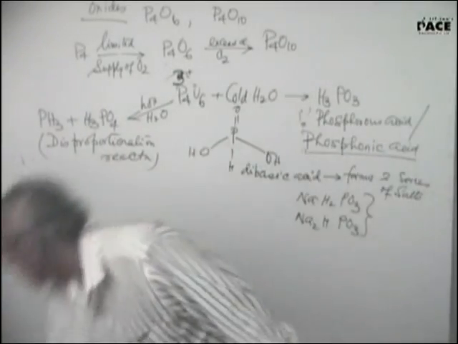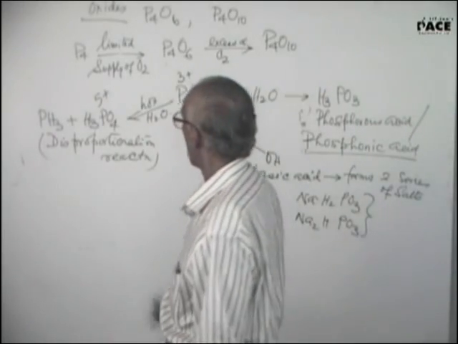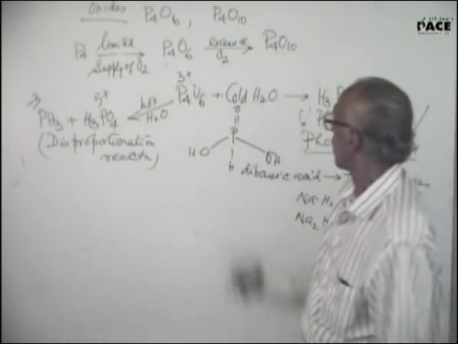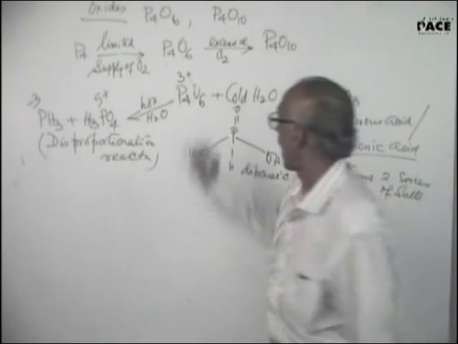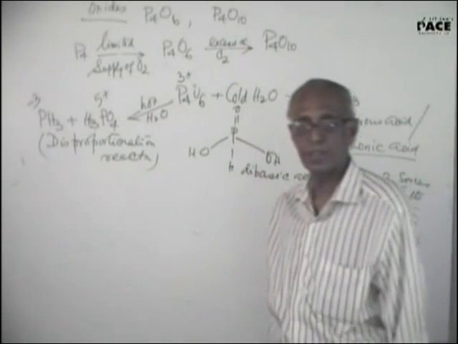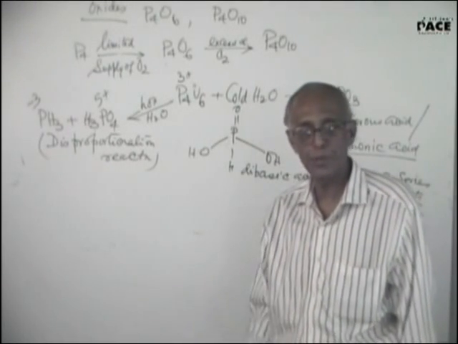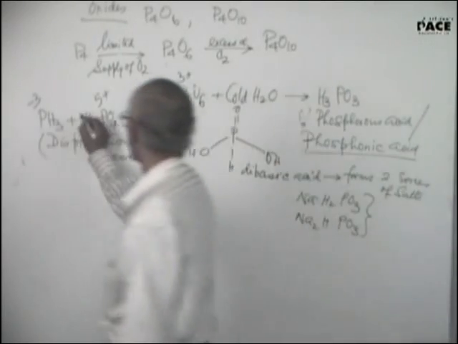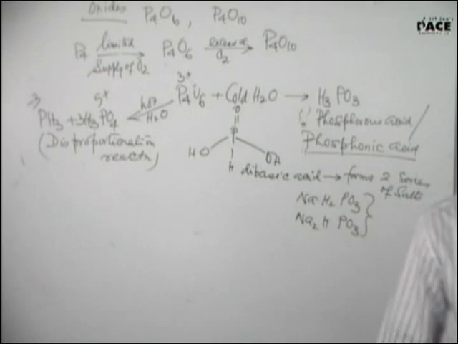3 plus is going to 5 plus and is going to minus 3. So one involves a 6 electron change, another involves a 2 electron change. So what will be the mole proportion? 1:3. So 1 mole of phosphine with 3 moles of phosphoric acid.